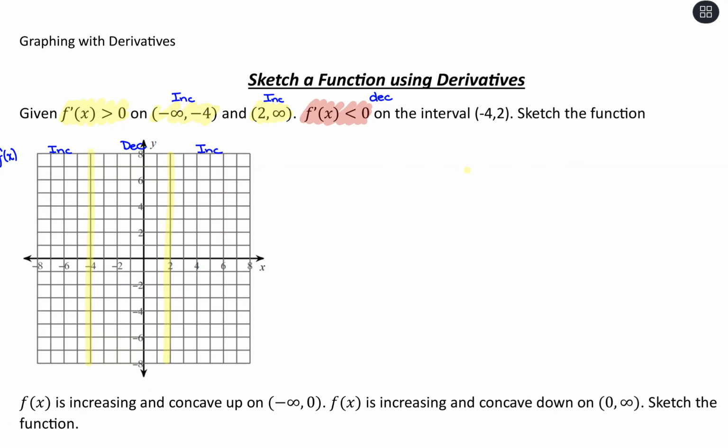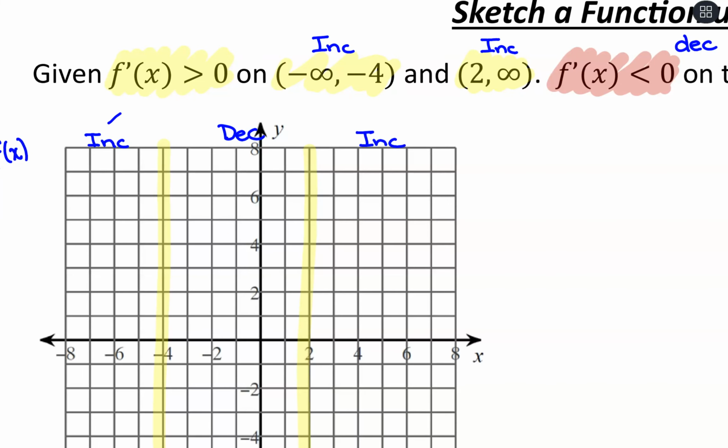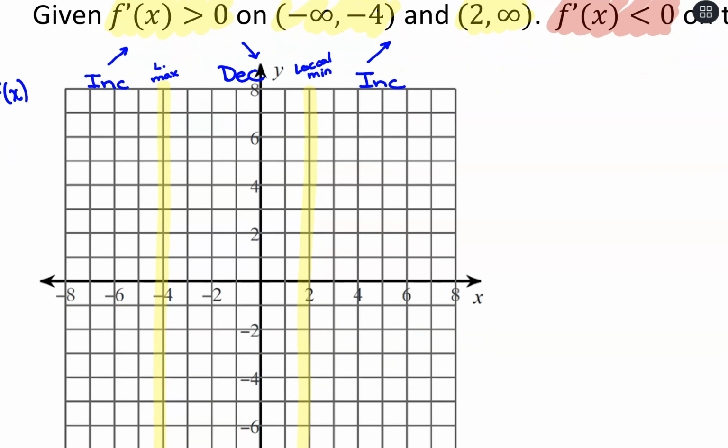So as we go across, we're going increasing, then decreasing, and then increasing. What I'm going to think is we'll have a local maximum right here at that changing point, and then a local minimum right here at that next changing point, with how we're changing between increasing and decreasing. But without any other values, there's no points to plot. Instead, I'm just going to kind of make up where these happen.